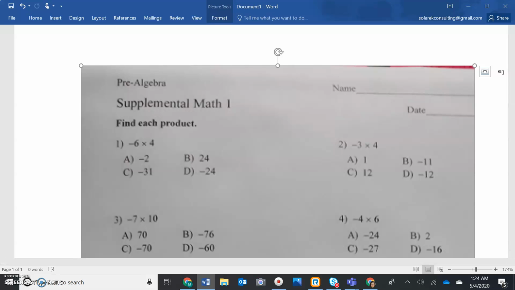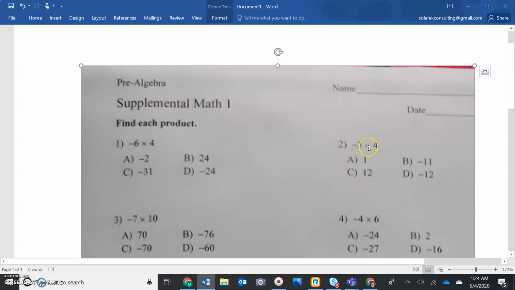-6 times +4. Negative times a positive is a negative. So what is 6 times 4? 6 times 4 is going to be 24. And we said a negative times a positive is a negative. So if you chose -24, you chose right. Okay, number 2.